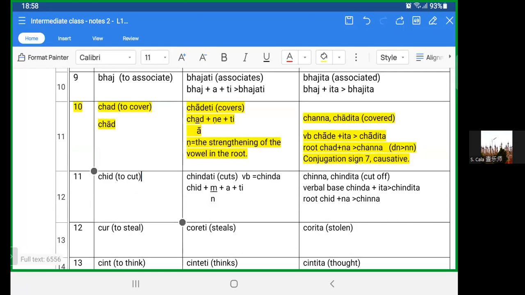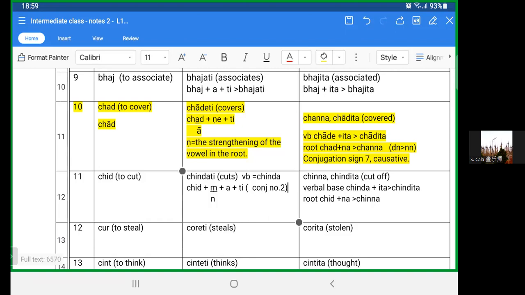Chit, all right? Same, right? Chit becomes chindati, cuts, right? All right, then the verbal base is chinda. How do you get it? Same as this one. This is which group, Jenny? Sorry? Oh, this is which group? Group plus 2. Yeah, group number 2. All right. So if you want, you can write it yourself. Okay. Conjugation. Just write short. Okay. Group. Okay. Just number 2. All right. So you get this chinda.